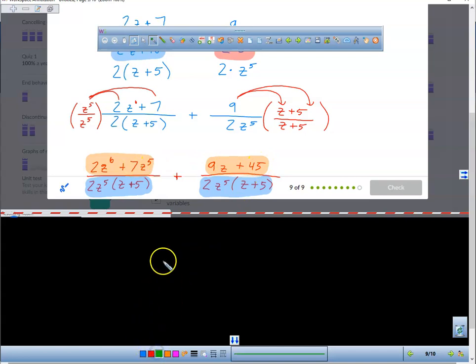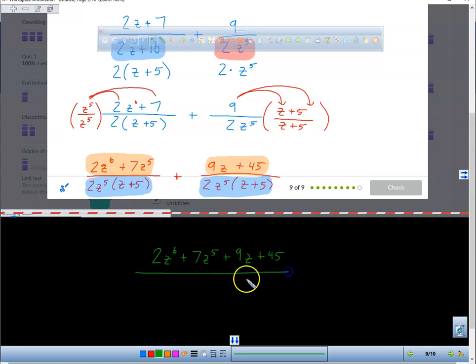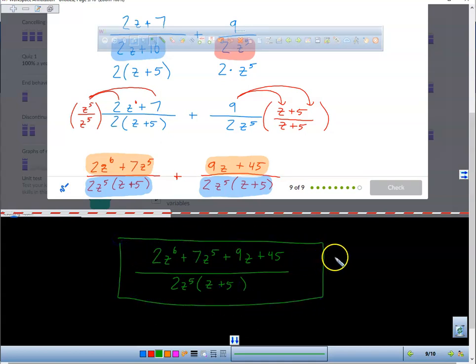So here's our final answer. 2z to the power of 6 plus 7z to the power of 5 plus 9z plus 45, all over 2z to the power of 5 parentheses, no, z plus 5. Guys, this is my final answer, adding them all together.